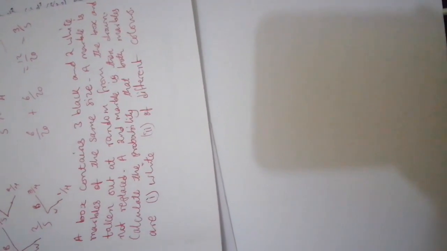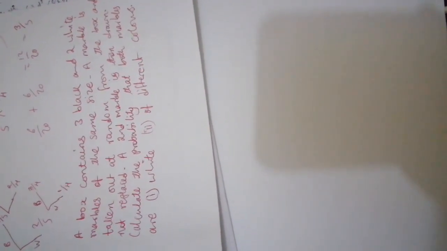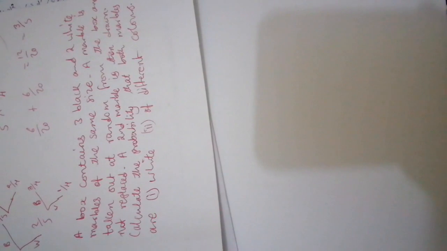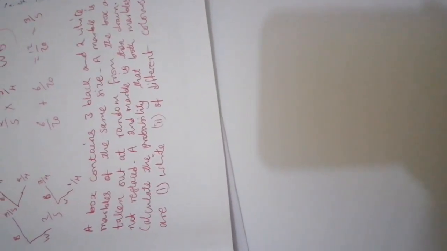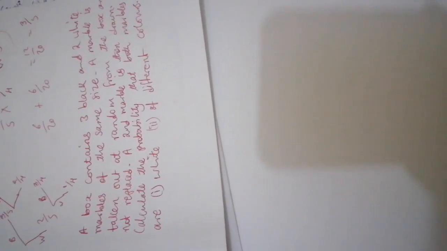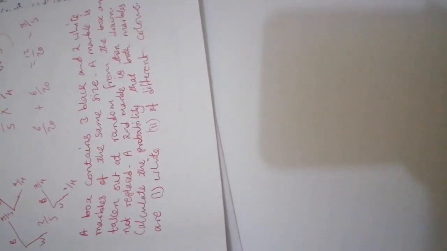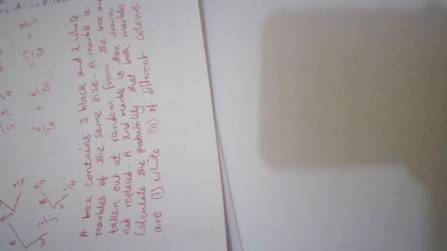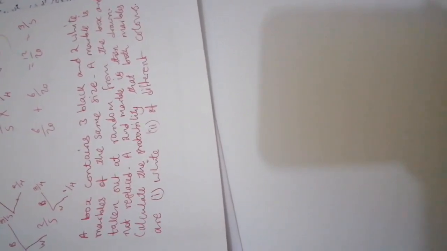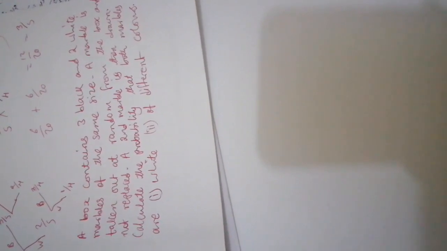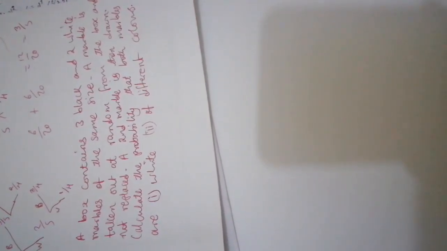Okay, so I have this question from 2021 paper 2, question 1b. It's on probability, and the question says a box contains 3 black and 2 white marbles of the same size. A marble is taken out at random from the box and not replaced. A second marble is then drawn. Calculate the probability that both marbles are white, and the probability that both marbles are of different colors.